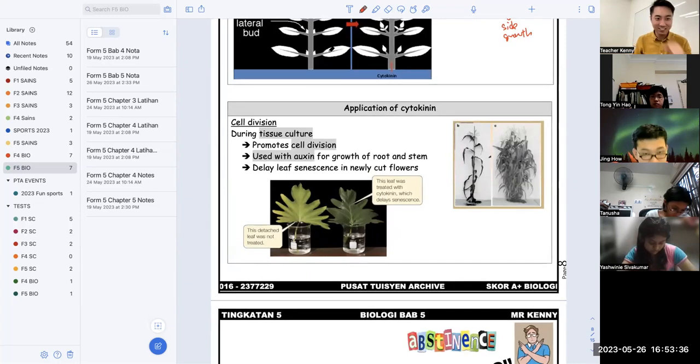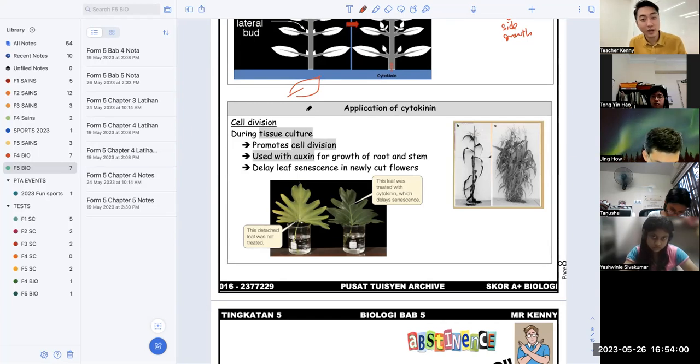Now, next up. So humans see you can use it for cell division, right? So what are we going to do? We use it in tissue culture. Tissue culture basically means taking a part of a cell and turning it into a whole new plant. If I take a piece of a leaf and plant it in the soil, what do you think will happen? The leaf will dry up and die, right?